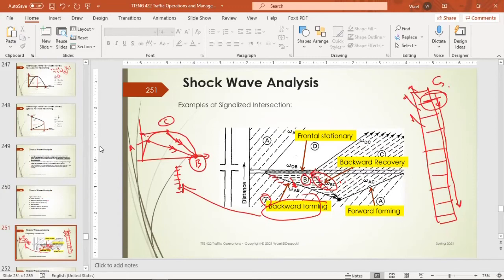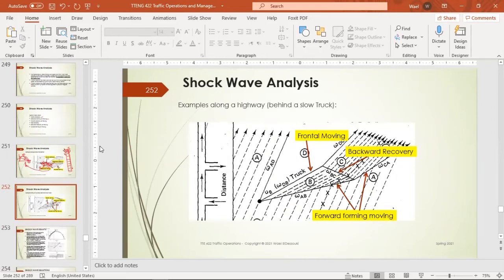We demonstrated some of these waves, and you can see we have here a front stationary. The flow here is 0 and the density is 0. And the flow here is 0 and the density is jam density. And we have a wave here that is stationary. It's not moving. Okay?